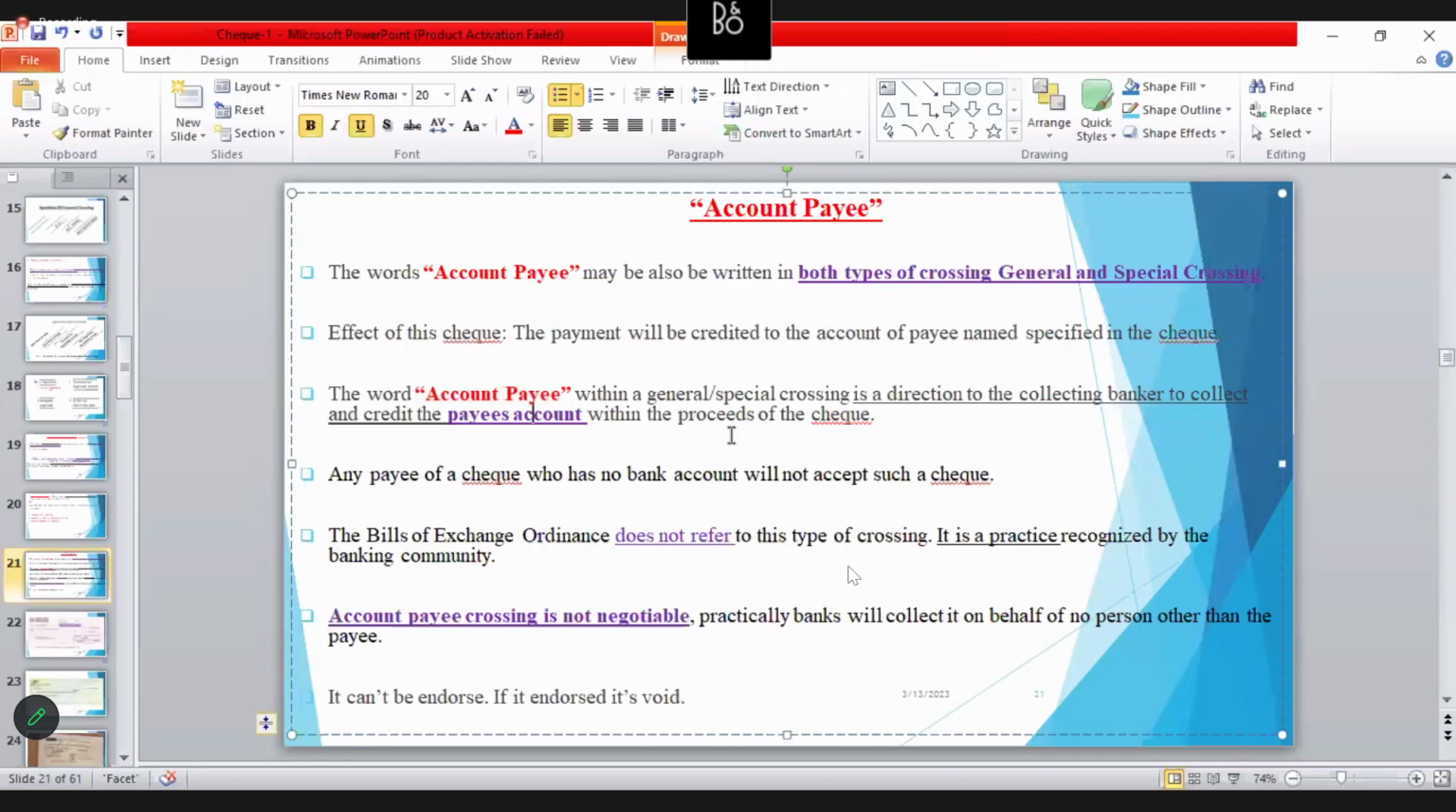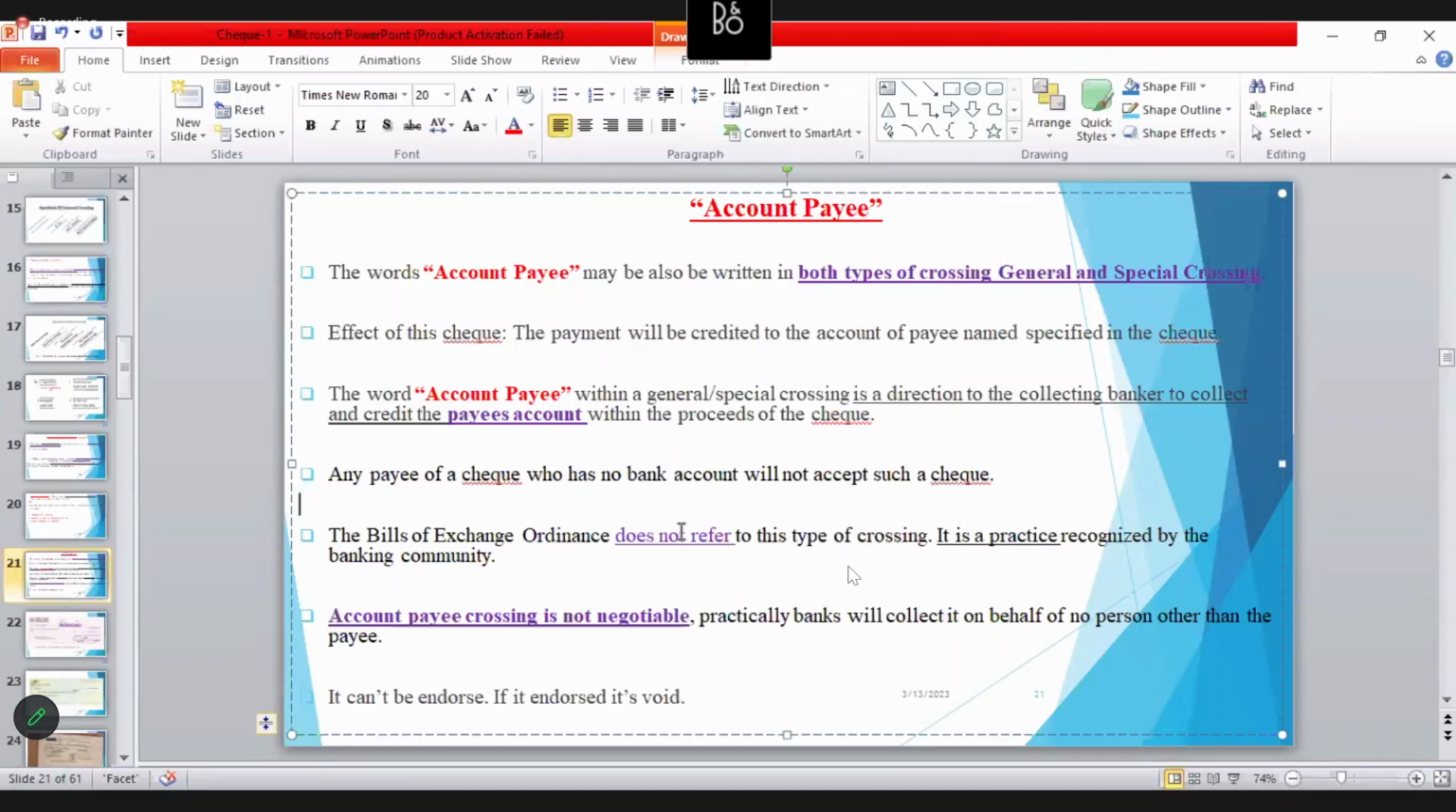They can't give the money over the counter into the hand of that particular person. Such money has to be credited to the payee's account. So that is an additional protection given on the check. Any payee of a check who has no bank account will not accept such a check.